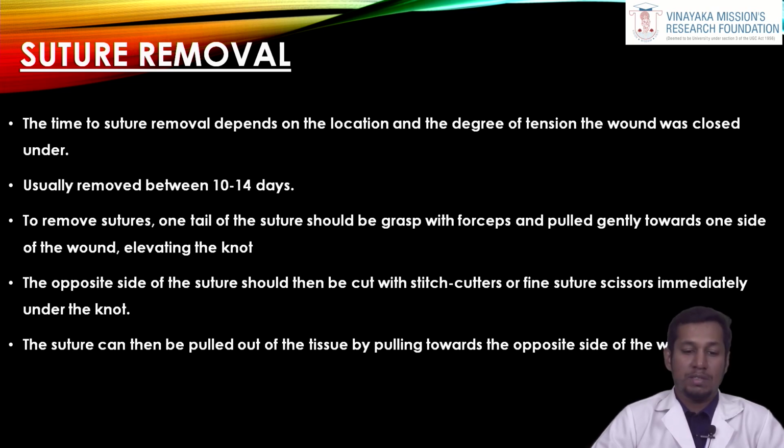To remove the sutures, one tail of the suture should be grasped with the forceps and pulled gently towards one side, elevating the knot. Then the opposite side of the suture is cut using suture cutting scissors or fine scissors immediately under the knot, and the suture can be pulled out of the tissue through the opposite side of the wound. This has to be done very gently, which is very good for the patient, and we will not cause any disturbance to the wound. That is how we have to remove the suture.